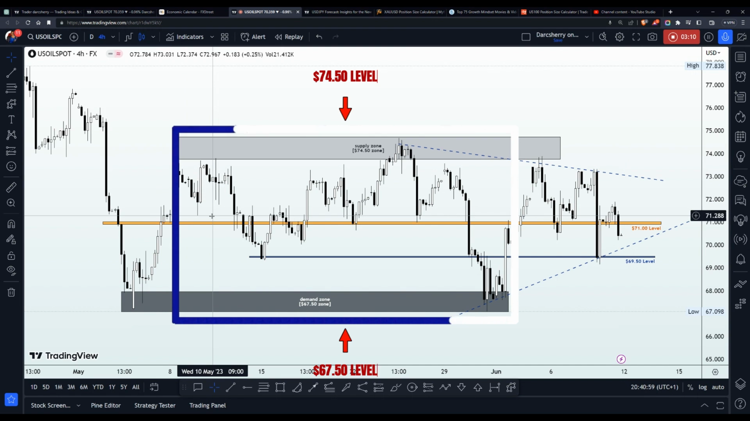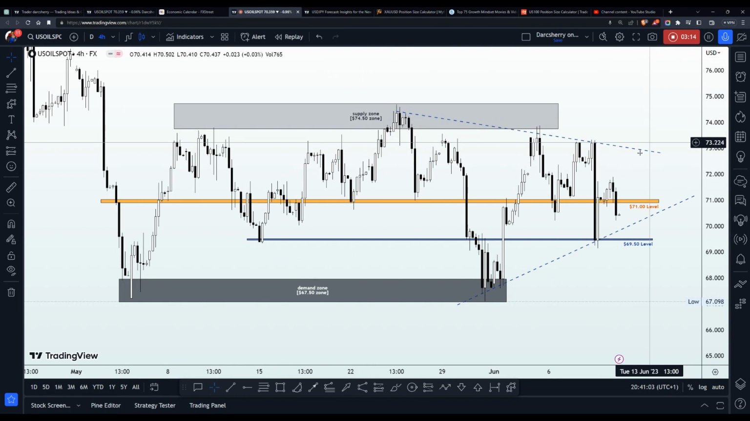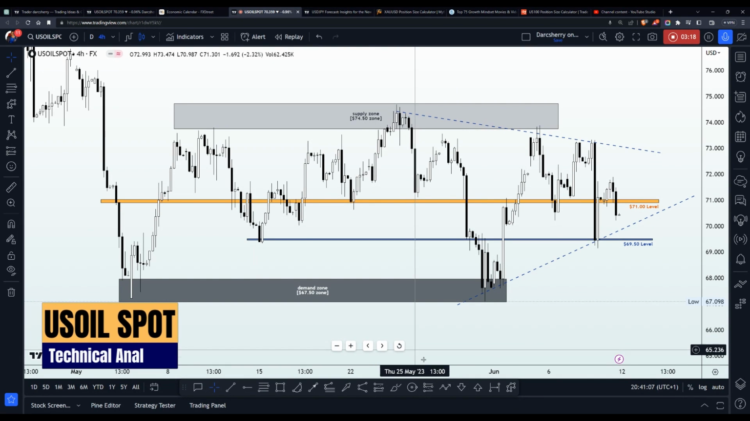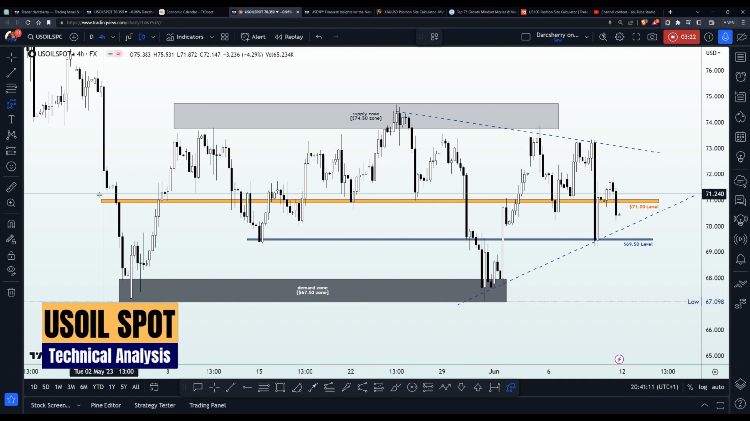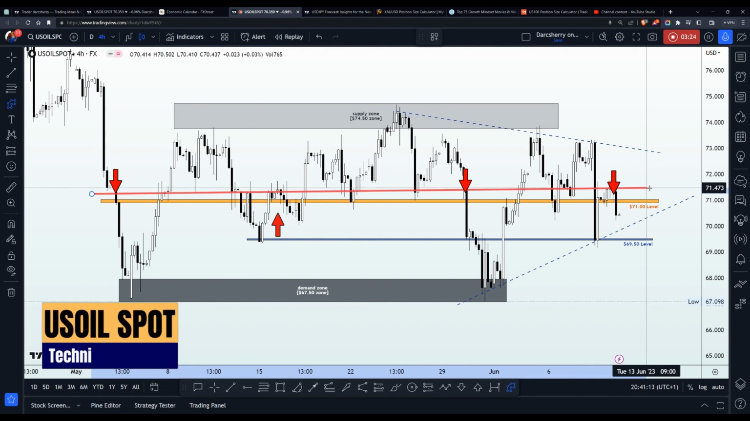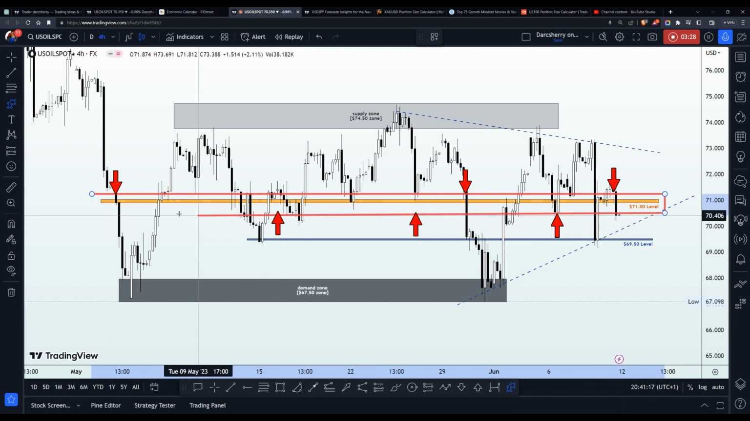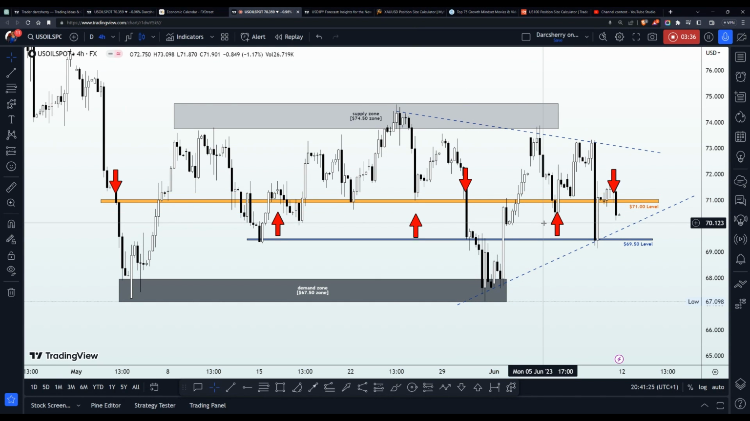And in addition to this channel we have here, I was able to identify a key level that we are going to be using for the new week, after considering how the $71 area had been a major determinant of price action throughout the month of May. And in fact, in the last couple of weeks, we have seen how the same level had been a major determinant of price action.